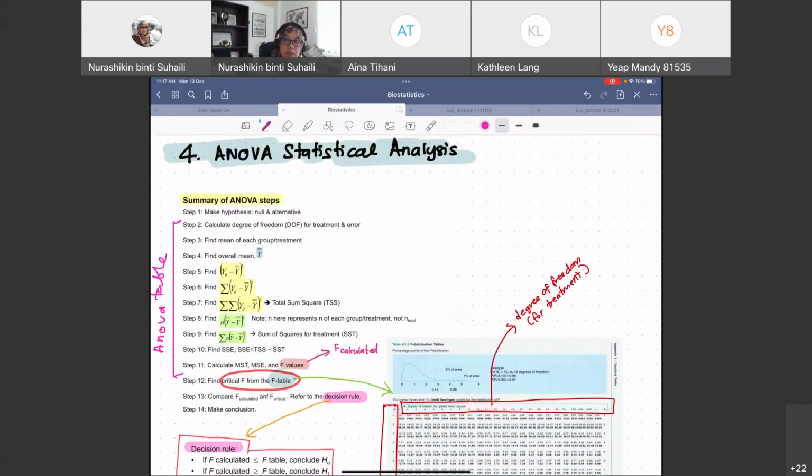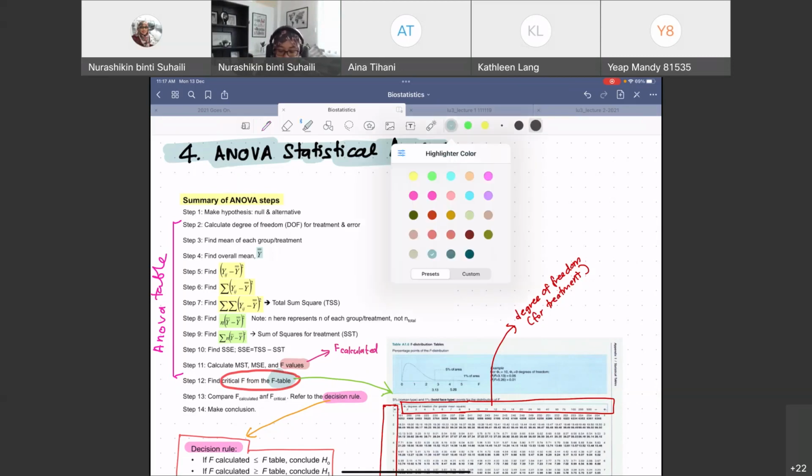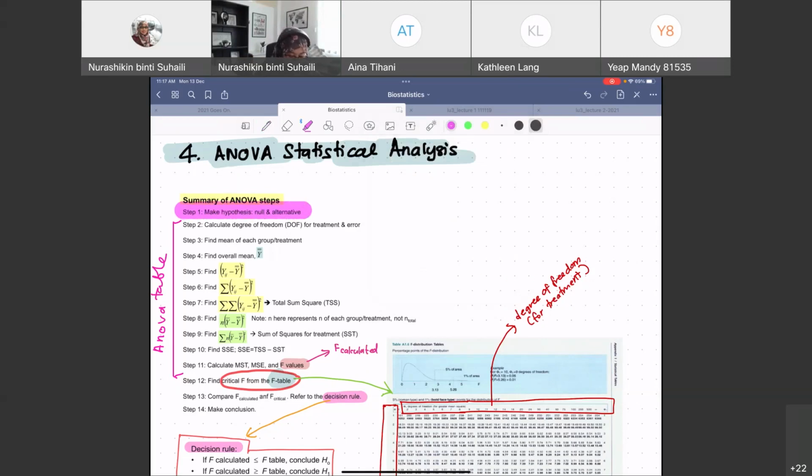Like, for example, all the tests that you have covered before, there are steps, right? So you have to know for each test what the steps are. For this ANOVA test, the first step, like any other test, is to make the hypotheses, the null and the alternative hypothesis. Yes, and you can see that is the very basic step in any test. And the last step is to make a conclusion. It's always the same for any statistical test.